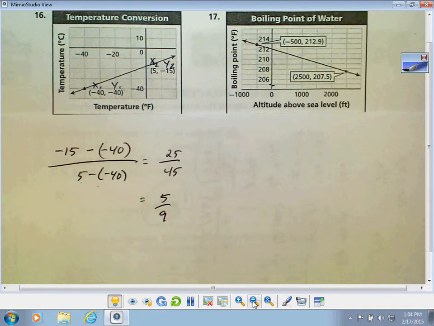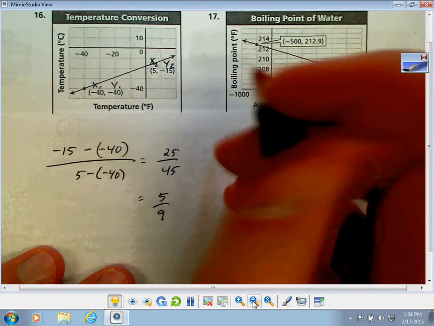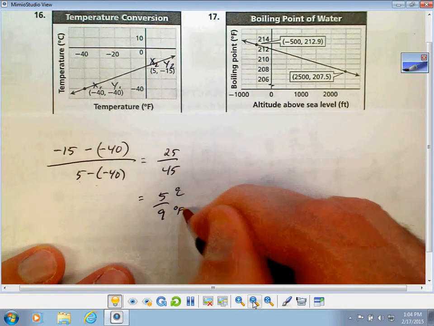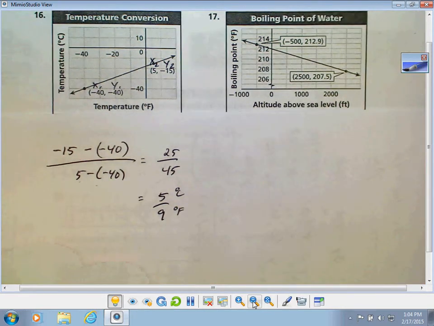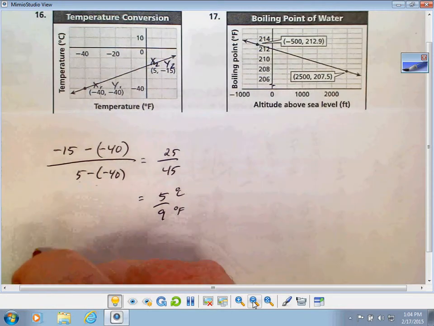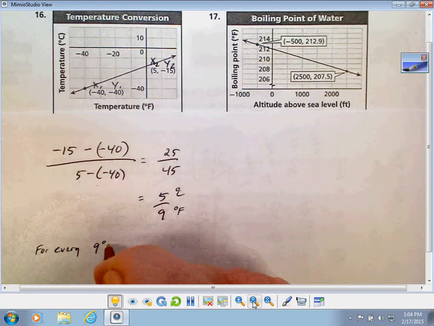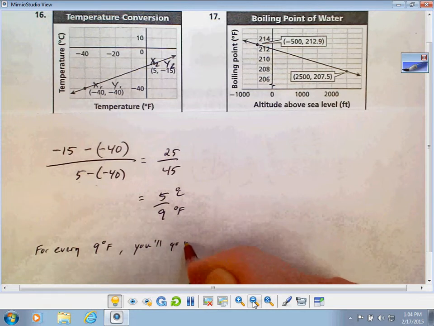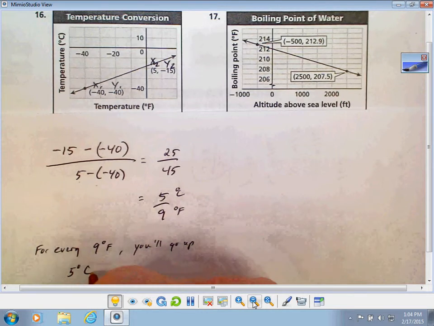It also asks you, what does it mean? Well, this is Celsius degrees and Fahrenheit degrees. So what we could say is, for every 9 degrees Fahrenheit, you'll go up 5 degrees Celsius.